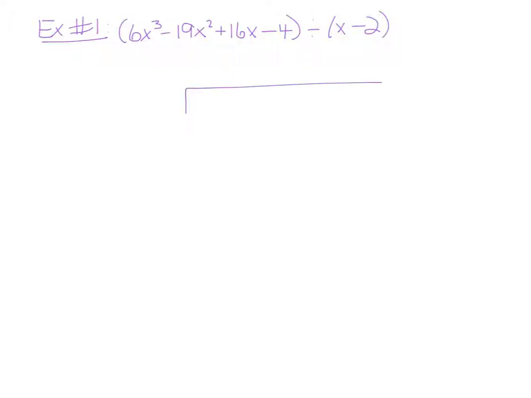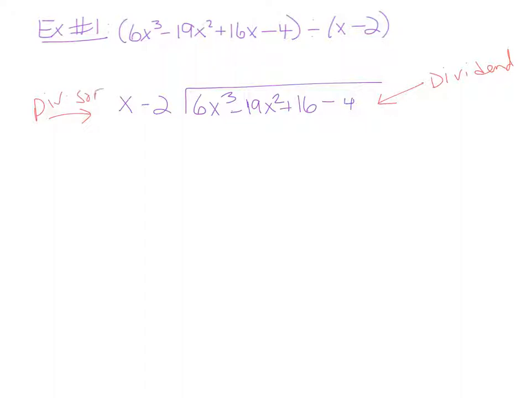So we're going to set it up in the same way. Our 6x cubed minus 19x squared plus 16x minus 4. Once again, that's our dividend, and it goes underneath my division sign. My x minus 2 is my divisor. It goes outside. I might have a remainder, and don't forget that the answer that I get is called my quotient. So those terms are the same as what you saw when you first learned how to do long division. So let's go ahead and get started.